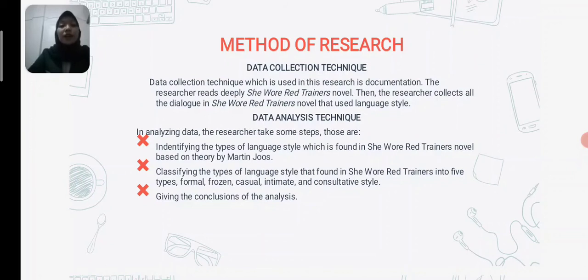Next is data analysis technique. In analyzing data, the researchers take some steps. Those are: first, identifying the types of language style which is found in Seaward Trains novel based on theory by Martin Joos. Next is classifying the types of language style that found in Seaward Trains novel into 5 types: formal, frozen, intimate, casual, and consultative styles. The last is giving the conclusion of the analysis.